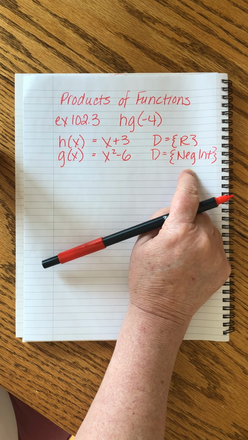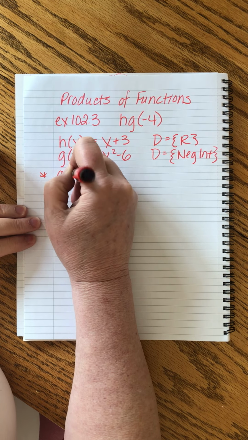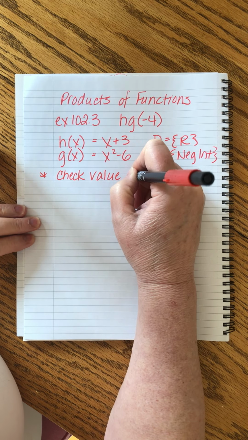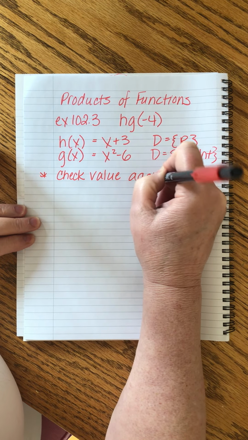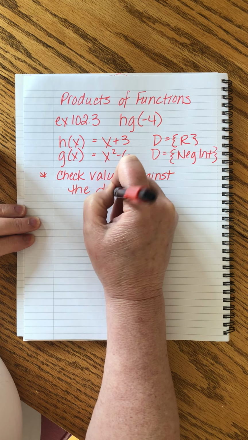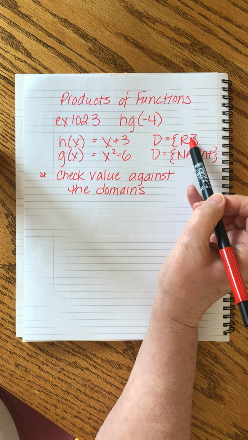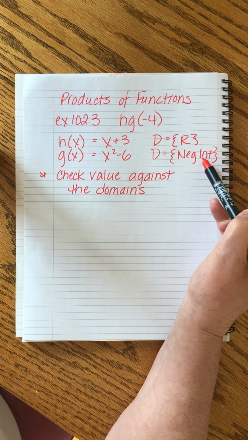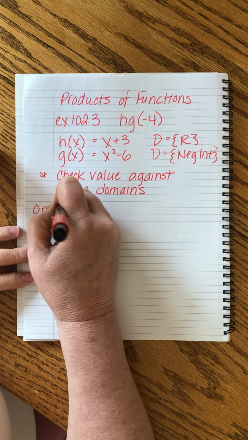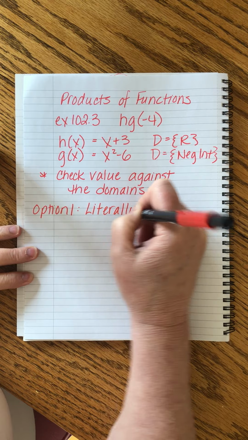Okay, so the first thing we do is check the domains. Check the value. I don't know if this is how I said it last time, but this is how my brain sees it this time. Check the value that we're being asked to calculate against the domains. Minus 4, yeah, that's real. Okay, and this, yes, it's a negative integer, so we're good. Then, option 1. Literally multiply the functions.